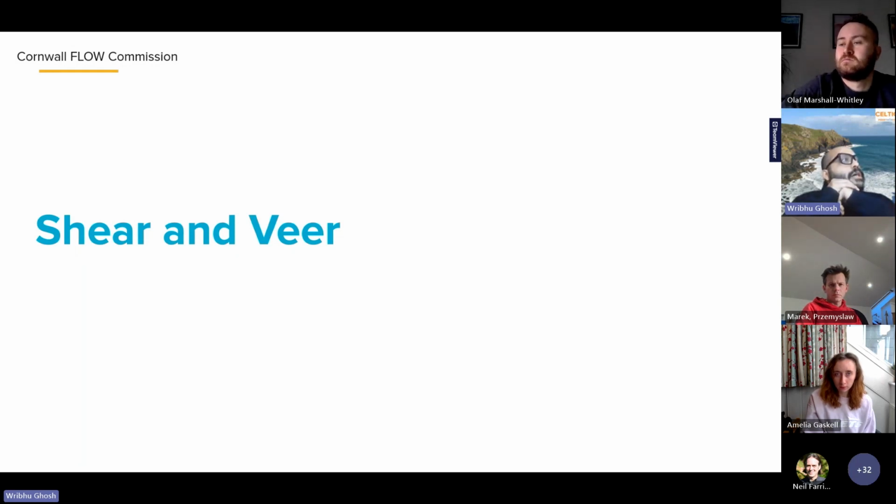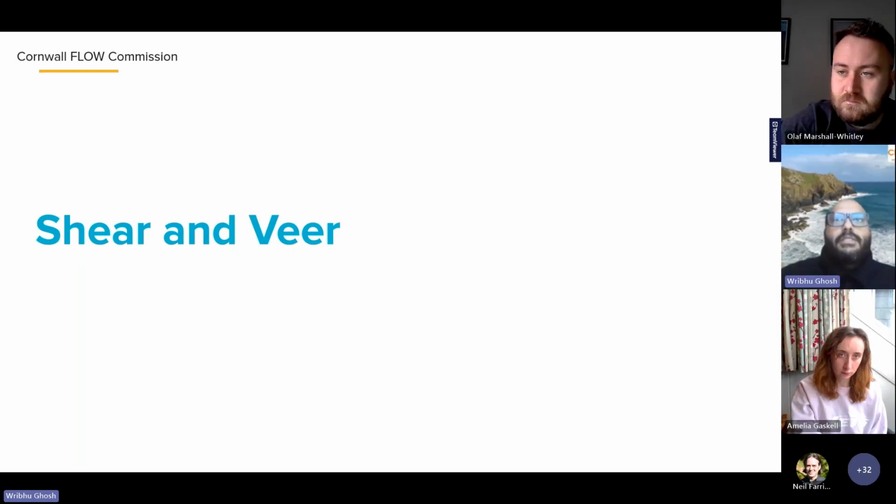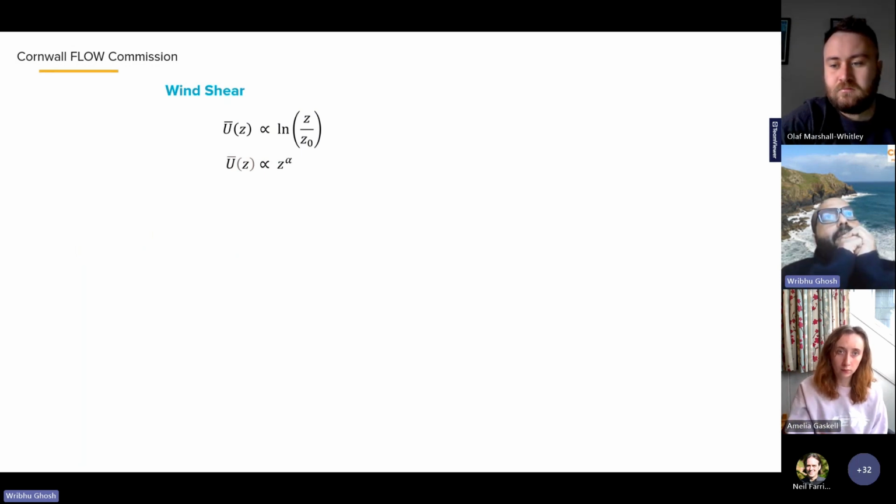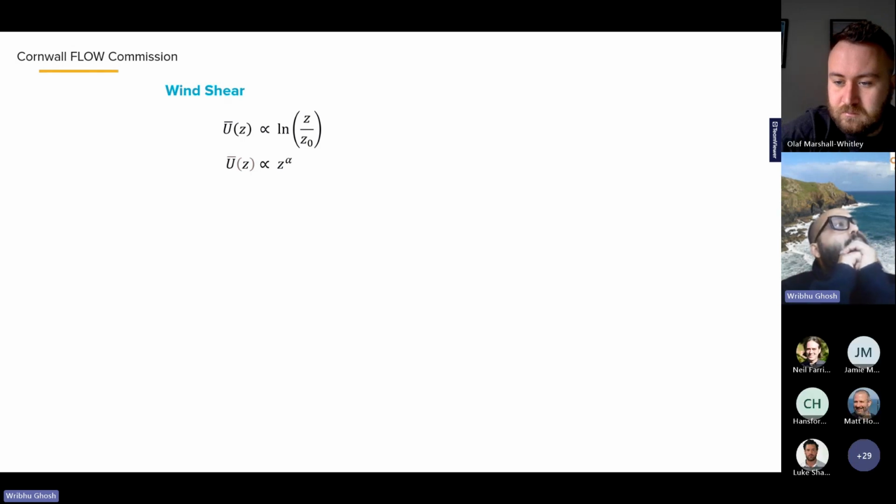Now this is shear. Shearing is basically the change of wind speed with height, and veering is the change of direction with height. Traditionally, wind shear is presented by two formulas. One is the Prandtl logarithmic law, and the second is the alpha, the shear exponent, which is a dimensionless quantity. Both methods have quite limitations, especially offshore.